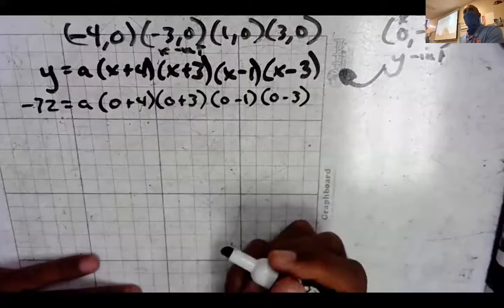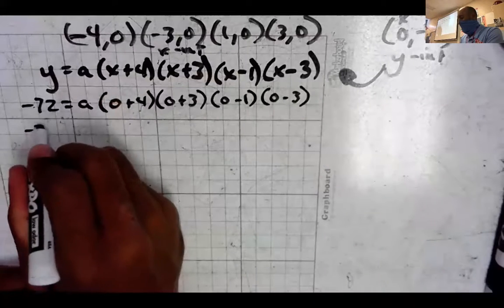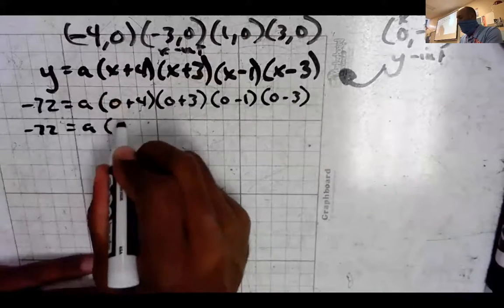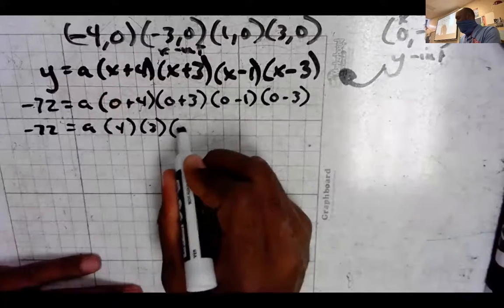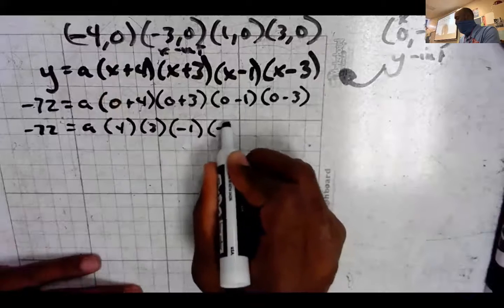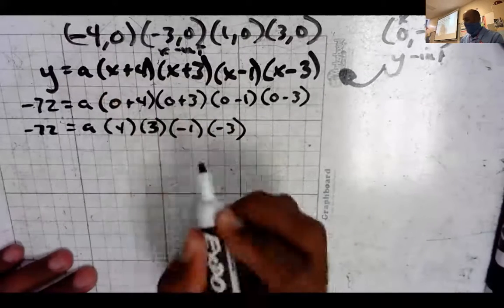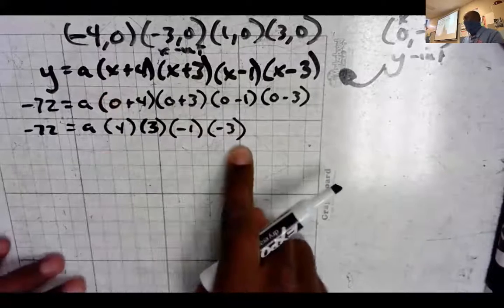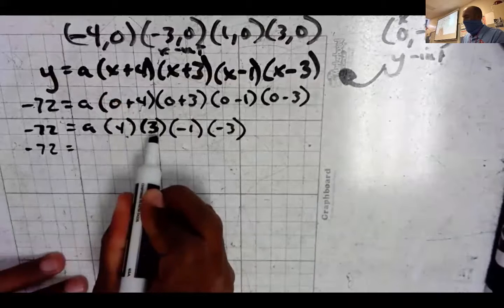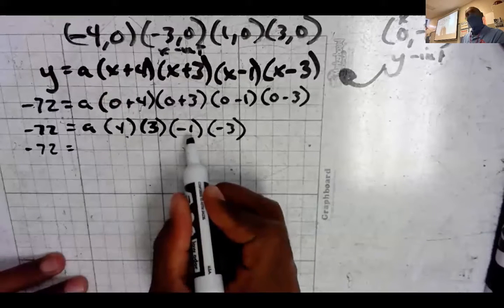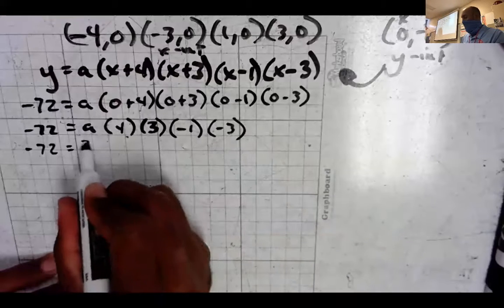Now, if I'm adding 0 to all of these, it's basically the same number, right? So I'm just going to rewrite it with just the number itself: 0 plus 4, 0 plus 3, 0 plus -1, and then 0 plus -3. Sorry, that's a 3 right there. Now I just got to multiply these out. So -72, 4 times 3, 12, times -1, -12, times -3, positive 36.